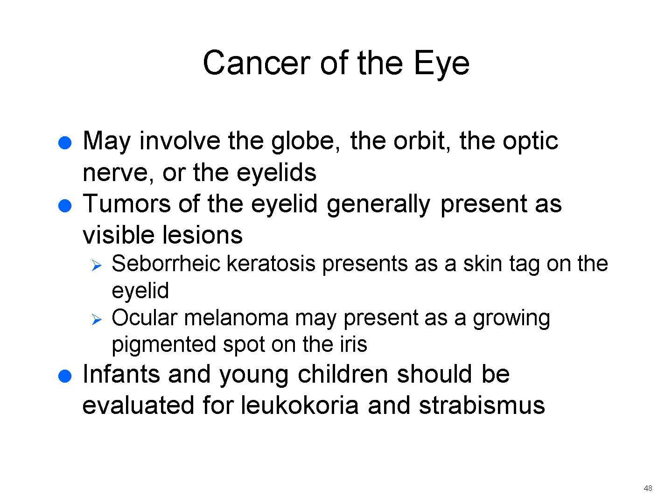Cancer of the eye may involve the globe, orbit, optic nerve, or eyelids. Tumors of the eyelid often present as visible lesions, such as seborrheic keratosis, which may look like a skin tag. Ocular melanoma might appear as a growing pigmented spot on the iris. Infants should be evaluated for signs like leukocoria, a white pupil reflex, and strabismus, which can signal retinoblastoma.